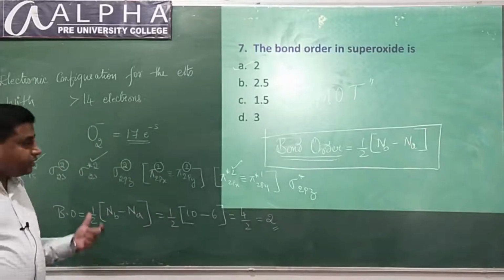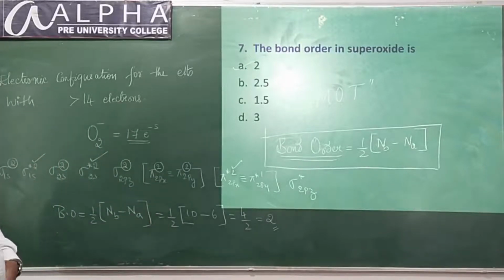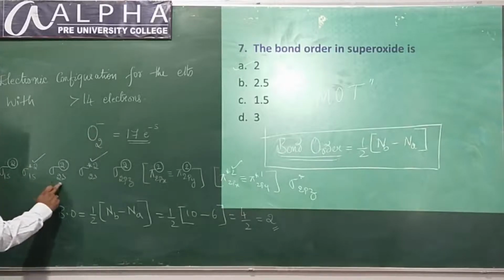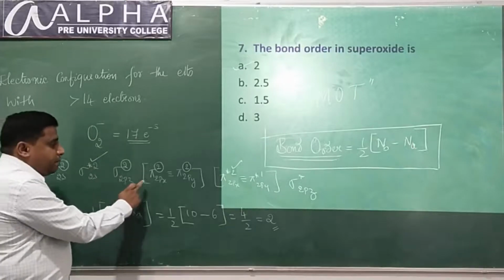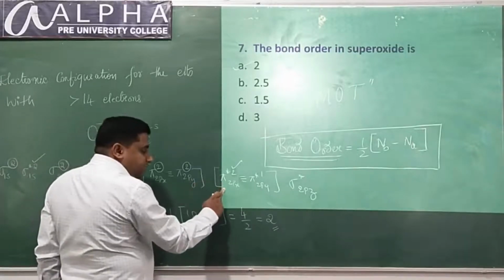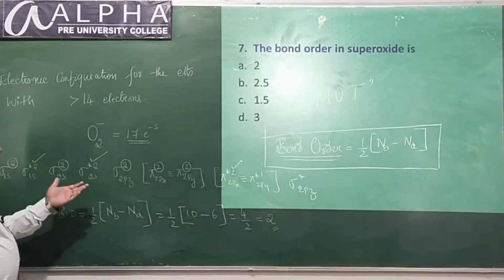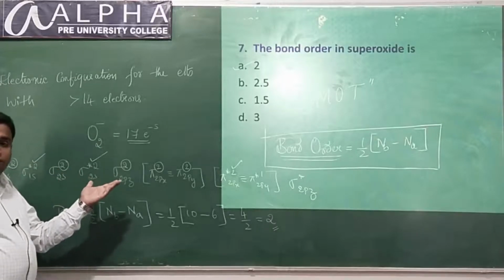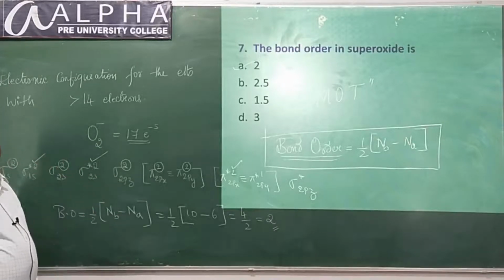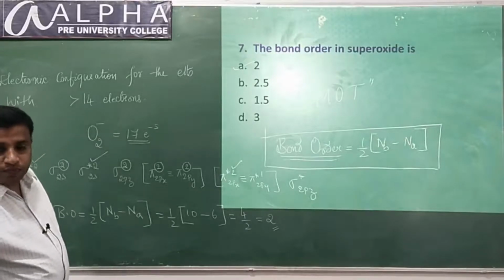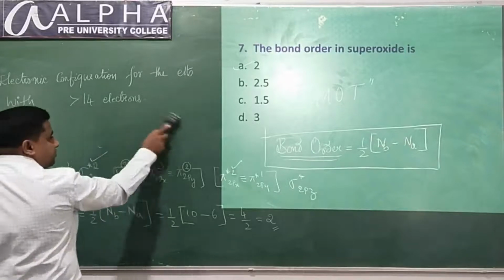Are we clear with this? Can you remember this electronic configuration? Very nice. This is the electronic configuration for the elements with more than 14 electrons. What is it? Sigma 1s, sigma star 1s, sigma 2s, sigma star 2s, sigma 2pz, pi 2px equal to pi 2py, pi star 2px, pi star 2py, and lastly sigma star 2pz. Fill the electrons according to Hund's rule of maximum multiplicity and also Aufbau principle. So the bond order in superoxide is 2. That's great. Next question.